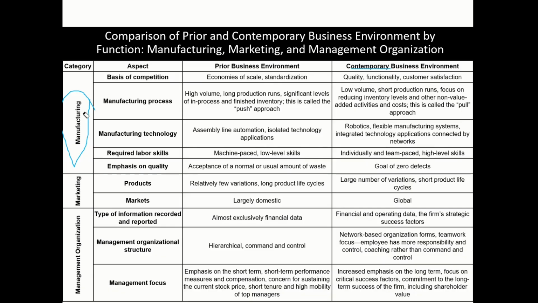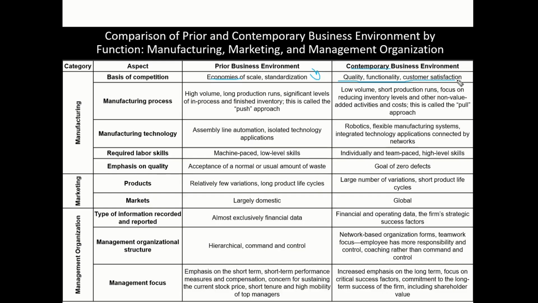What was the basis of competition under the prior business environment? Well, manufacturers looked at economies of scale and standardization. They tried to produce large quantities of product. This way they can bring their costs down. That was the prior business environment. So if you want to produce tables, for example, you will produce a lot of them. Now it's different. Now it's quality, functionality, and customer satisfaction.